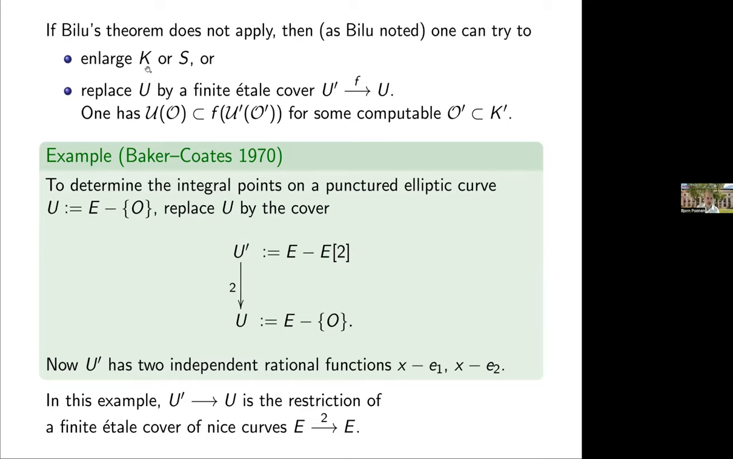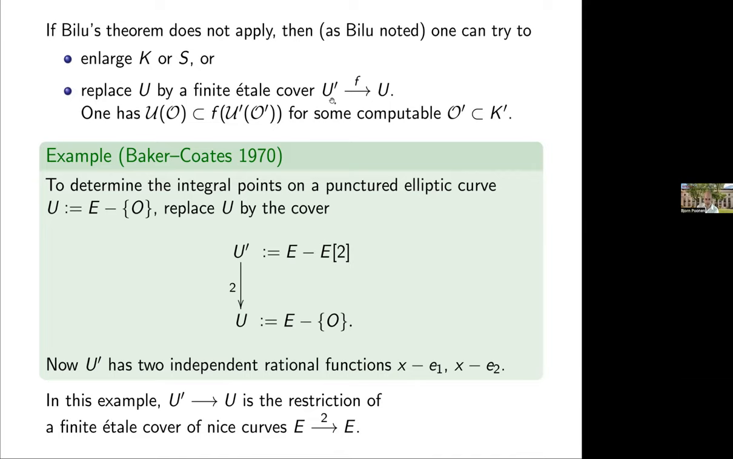But a more interesting thing you can do is to use what you might call the method of descent, which is where you replace U by a finite étale cover, an unramified cover of U. The reason that's an allowable operation is that it comes out of descent theory that every integral point on U comes from an integral point on U prime.